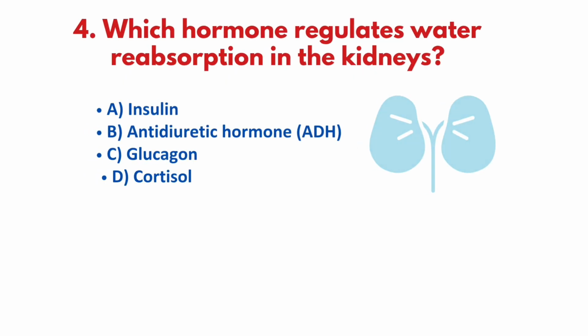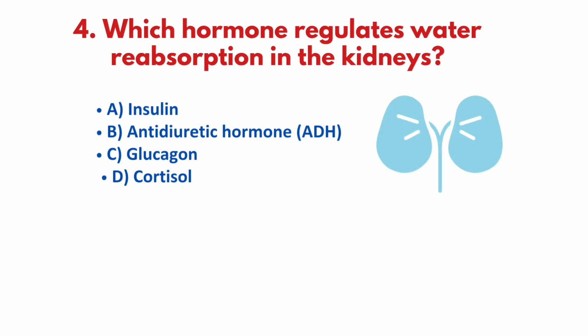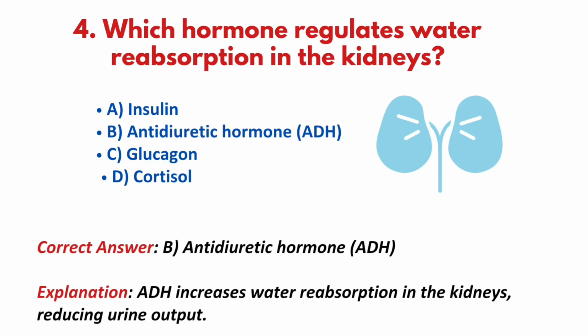The next question: which hormone regulates the water reabsorption in kidneys? Options are insulin, antidiuretic hormone ADH, glucagon, and cortisol. And the correct answer is option B, antidiuretic hormone ADH. It increases the water reabsorption in the kidneys and reduces the urine output. So the option B is correct. Moving towards the next MCQ.